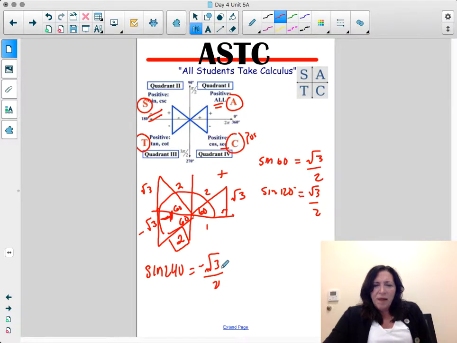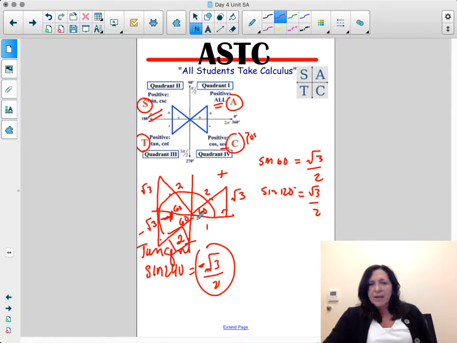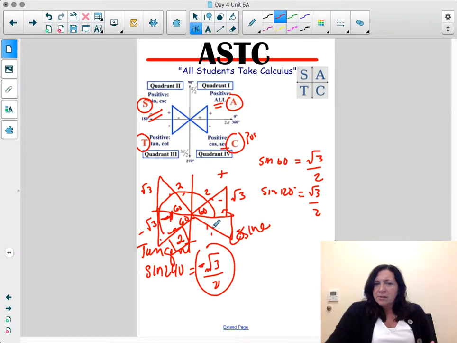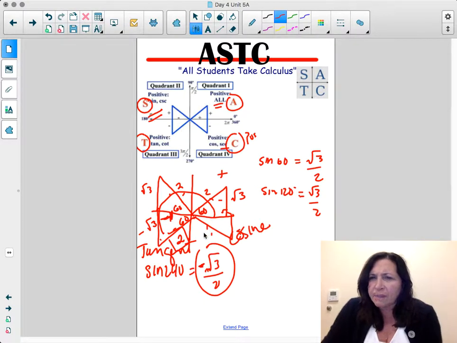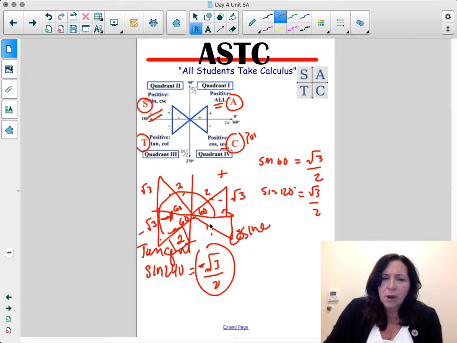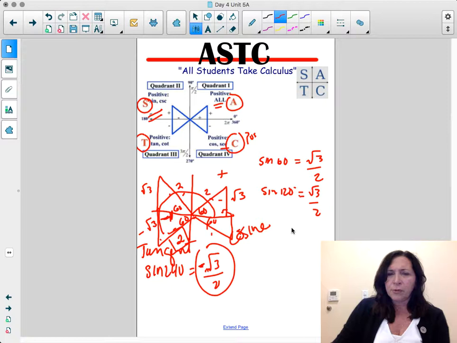My core value is the same, except this is negative because all students take in this quadrant, only tangent is positive. So therefore, sine is negative. And in this last quadrant, all students take calculus, only cosine is positive. So that means if I find sine of 300 degrees, there's 60, so that's also going to be negative root 3 over 2.